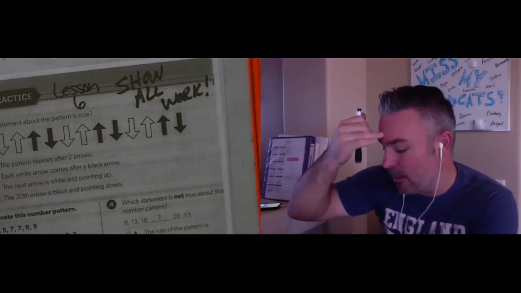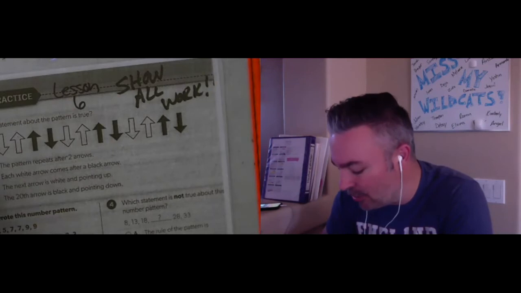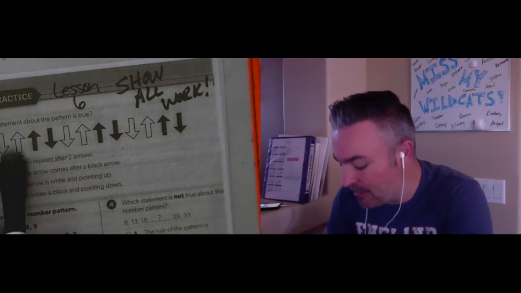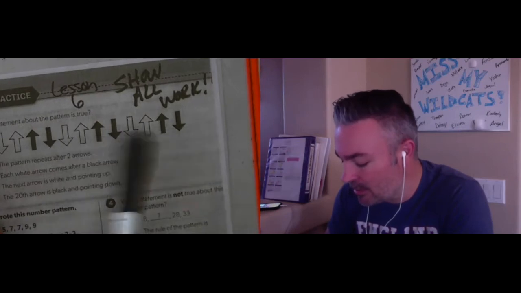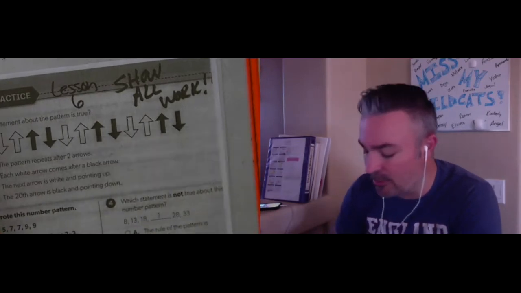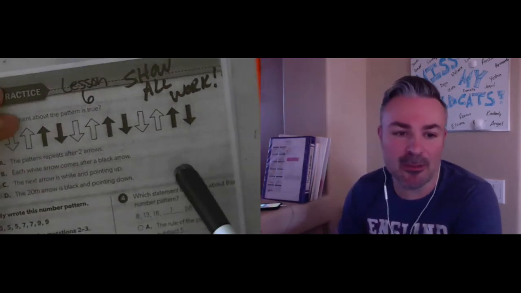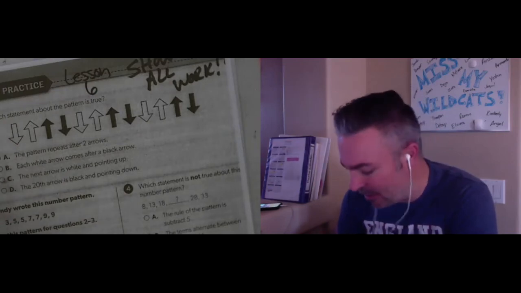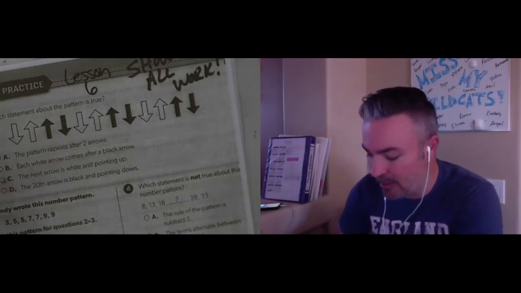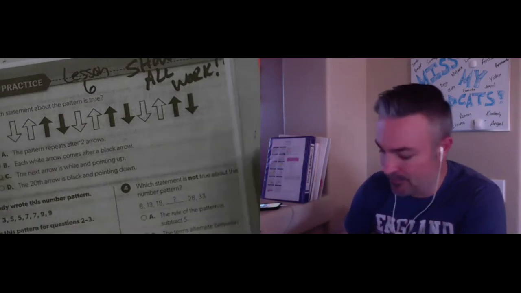All right, so let's take these one at a time. Okay, the pattern repeats after 2 arrows. So let's say this is a pattern. 1, 2, same thing. 1, 2, same thing. 1, 2. We don't know. So for now that could be true. All right, let's move on to the second one. Each white arrow comes after a black arrow. Well, let's see. Here's a white arrow, and after it's a white arrow. So this can't be true. So let's cross out that one.